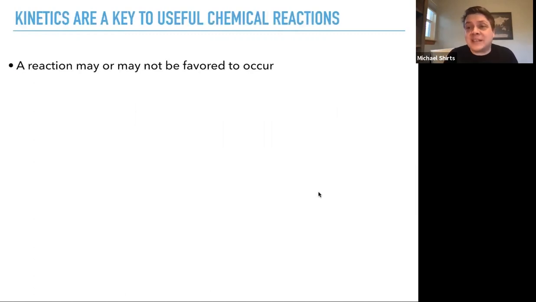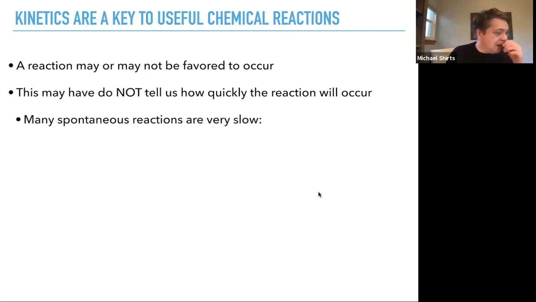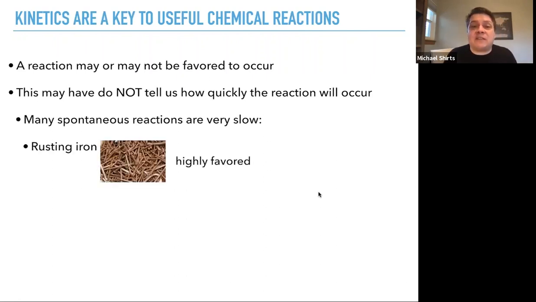If you dump the chemicals in together, maybe it's favored that they produce some product, maybe not. But it doesn't necessarily have anything to do with how quickly the reaction will occur. The speed of a reaction is essentially independent of whether it's favored or not. Many spontaneous reactions, for example, are very slow. Rusting iron, it's highly favored. If you put any iron in oxygen, it is heavily favored to go to iron oxide. However, this is a very, very slow process and takes a long time.